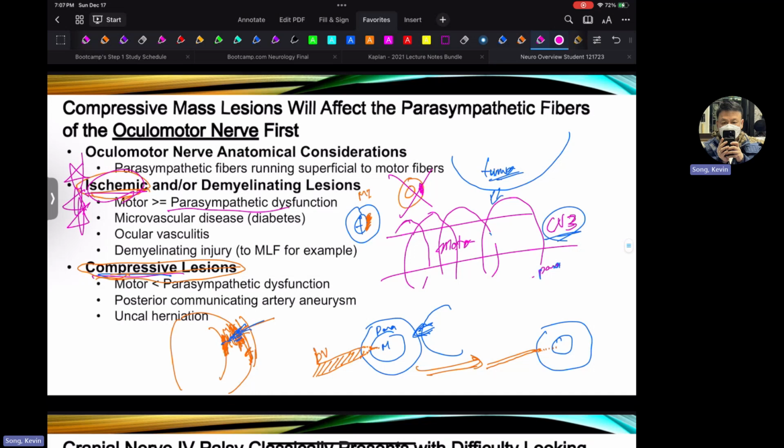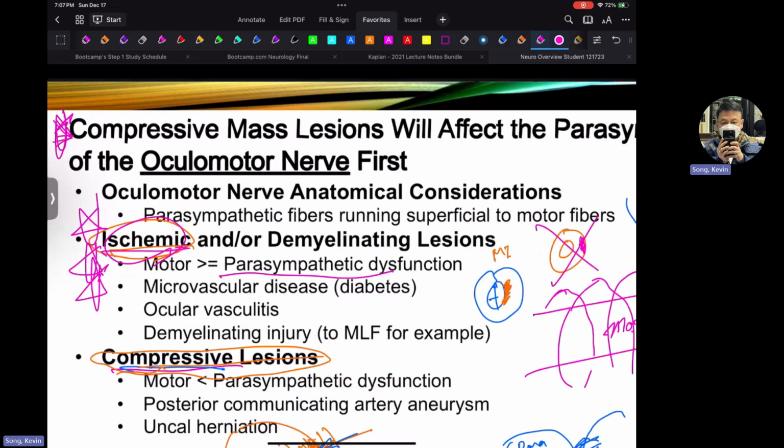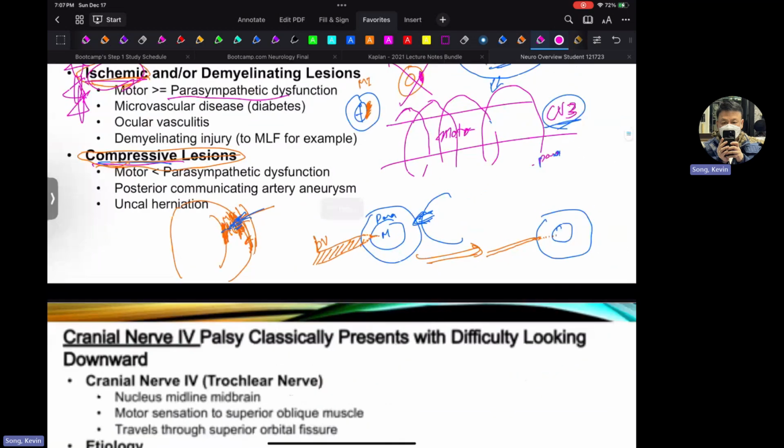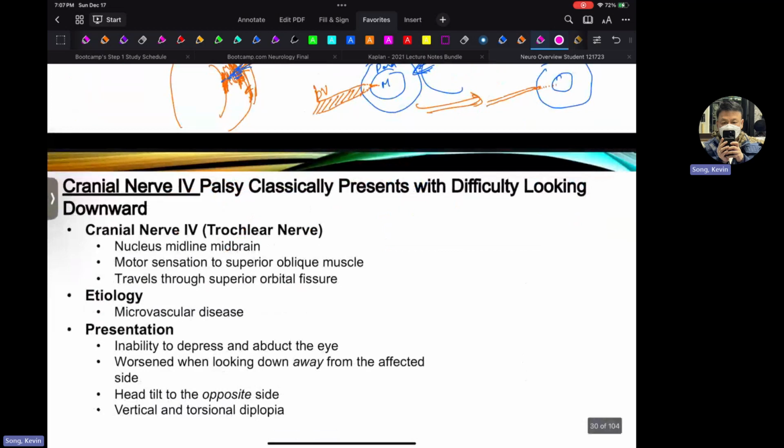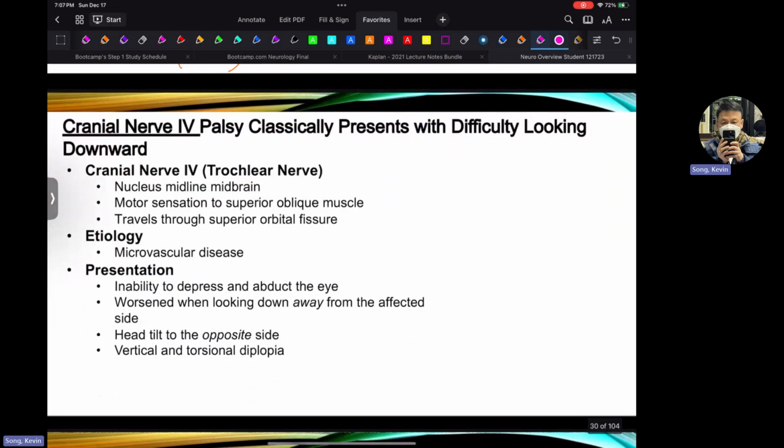Okay, so this will be very, very important. You have to know this one very clearly. This is important not only in Step 1, Step 2, it is also in the exam. Okay, very, very important. Okay, number 6, I mean the 4, all you need to know, 4 palsy.